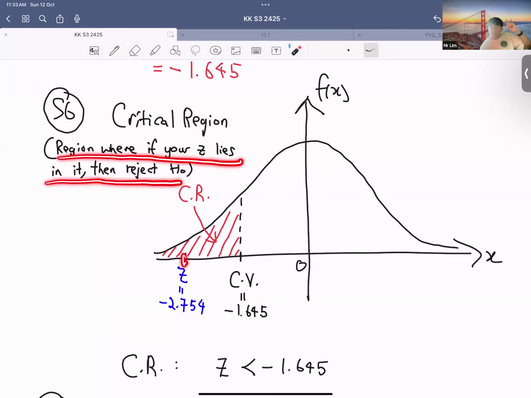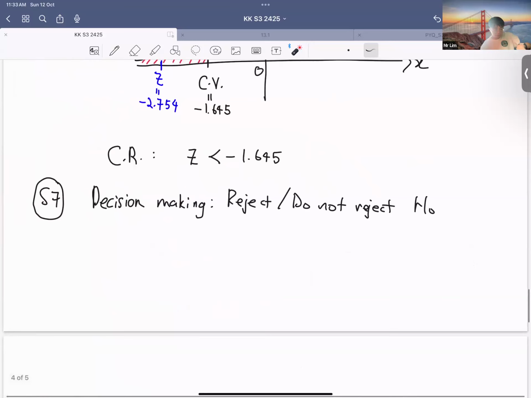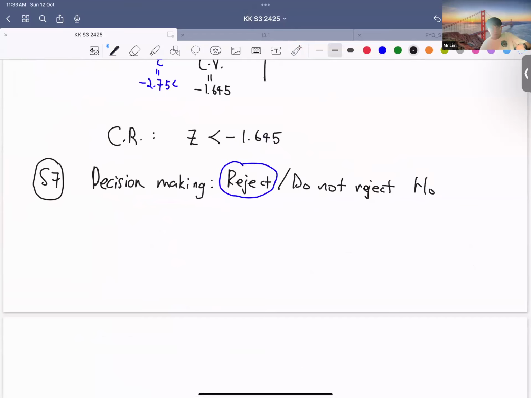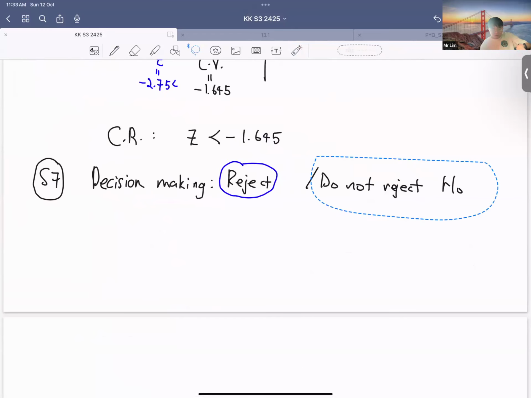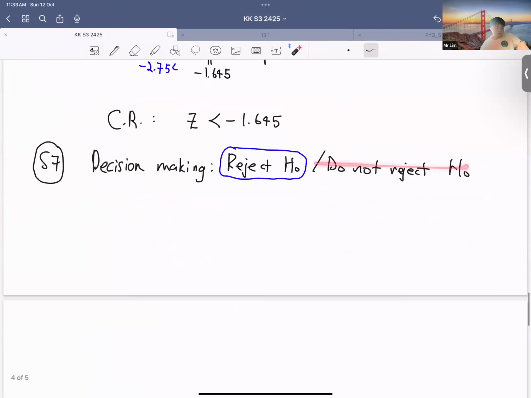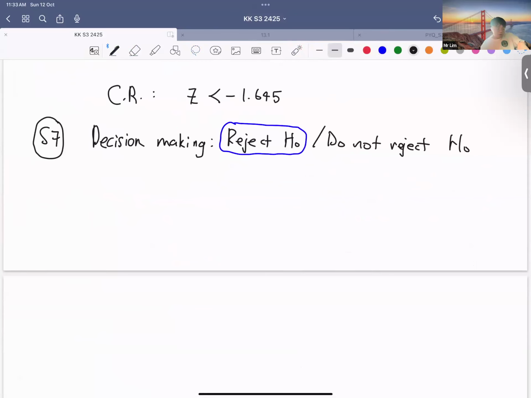Yes, in this case, my Z lies in my critical region. Therefore, I have to reject my H-naught. So we are going to reject. Or very simply, you just say reject H-naught. I mean, reject H-naught or do not reject H-naught. So the answer is reject H-naught. In a situation where it's not rejected, then you just no need to write. Well, we have almost come to the conclusion already. So we can now state the conclusion.